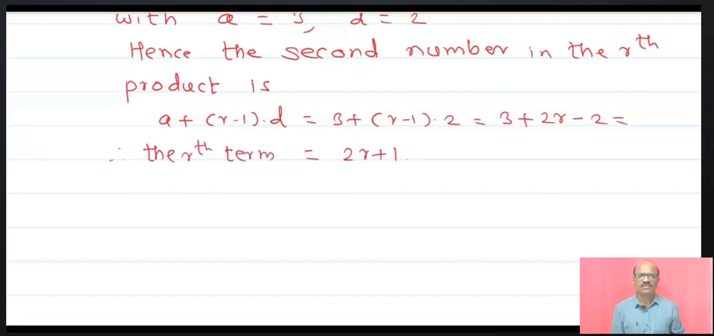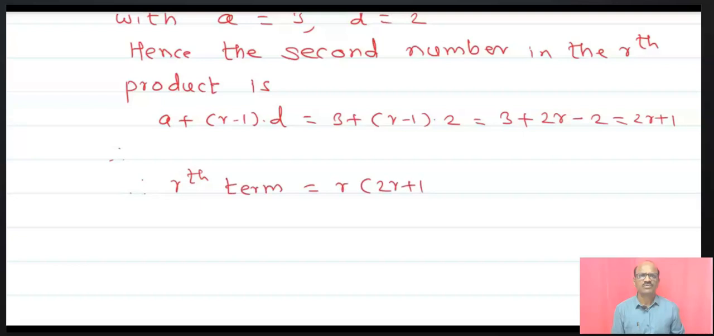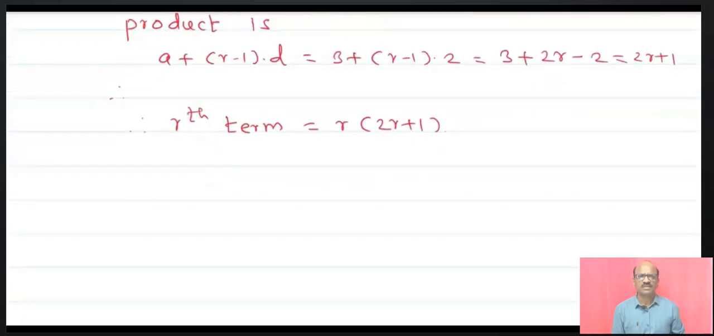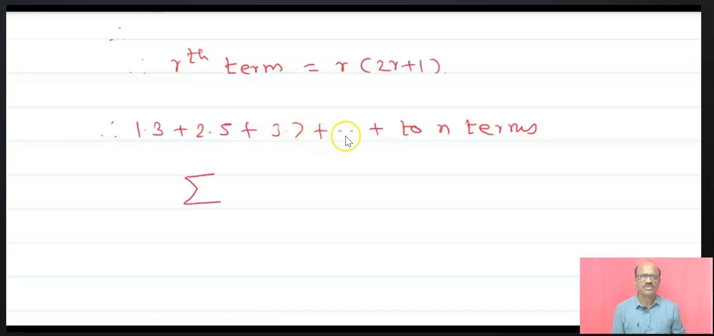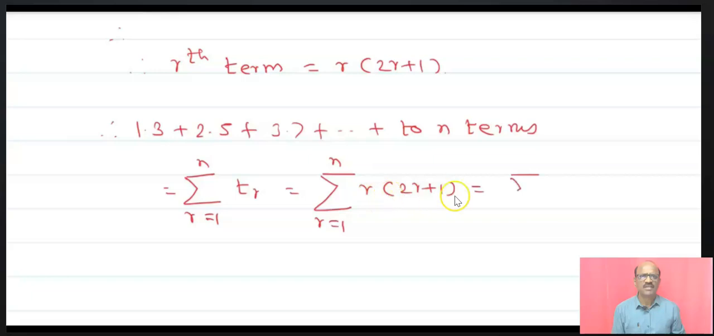Therefore, now further, the total product term, that is 2r plus 1. Therefore the rth term is equal to r into (2r plus 1). Therefore we can write 1.2 plus 2.5 plus 2.7 up to n terms, that is the summation r equals 1 to n of the rth term, that is r in bracket 2r plus 1, that is 2r square plus r.